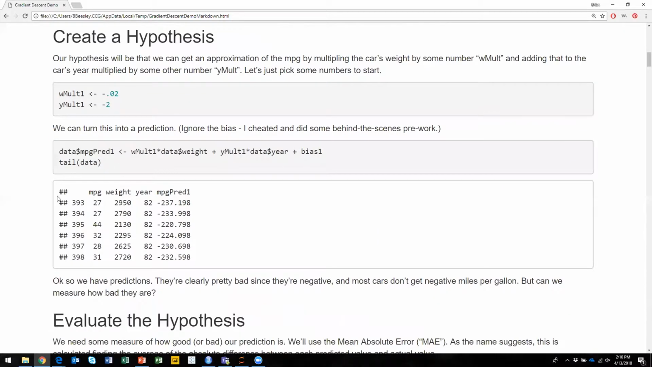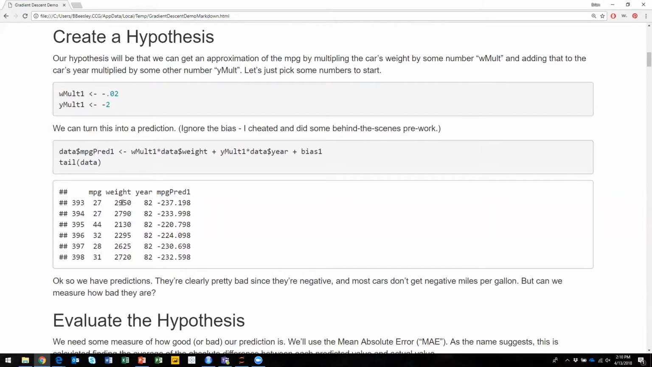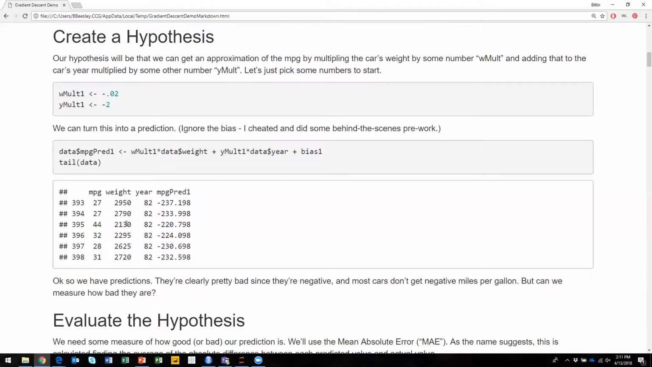So now we're going to look at our data set here with those predictions. We've taken our weight and multiplied it times minus 0.02 and our year times minus 2, and that gives us these predictions, which are pretty clearly terrible. They're all negative, which most cars do not have negative miles per gallon. So clearly we can do better. But first we have to figure out just how bad these are.